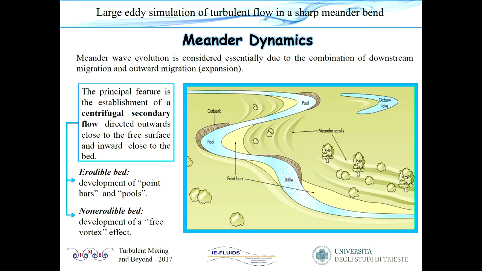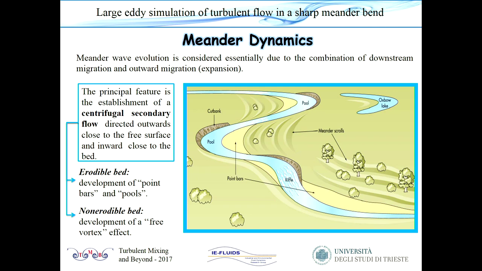This secondary flow is directed outward close to the free surface and inward close to the bed. When the bed is erodible, the secondary flow deviates the motion of sediment, creating a sequence of point bars near the inner bank and pools at the outer bank. But when the bed is not erodible, a free vortex effect prevails.